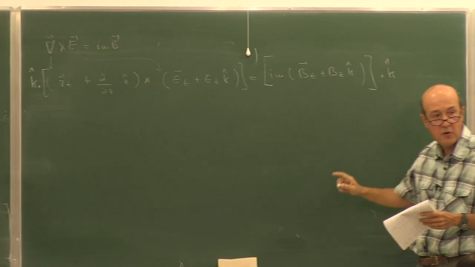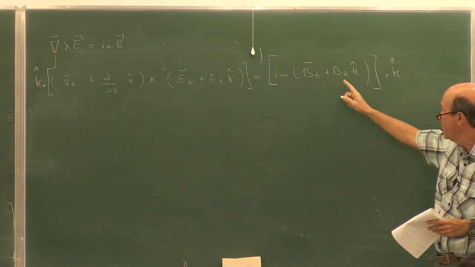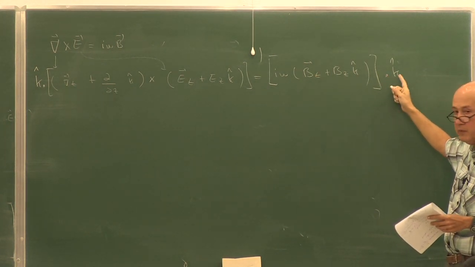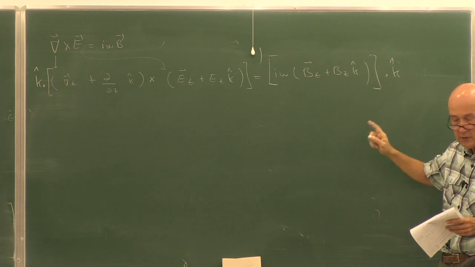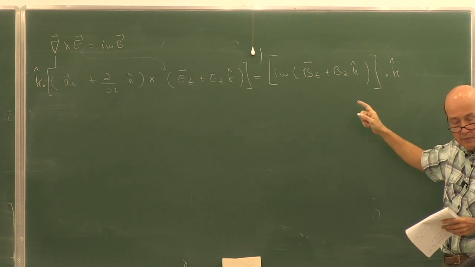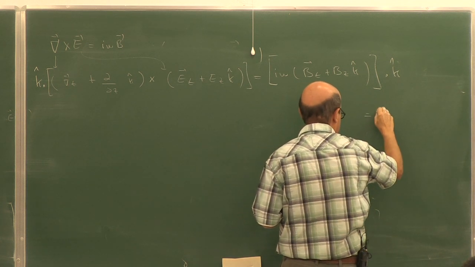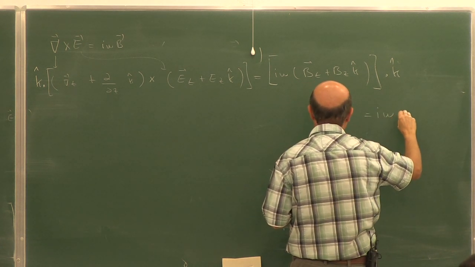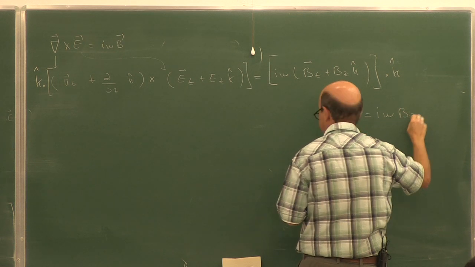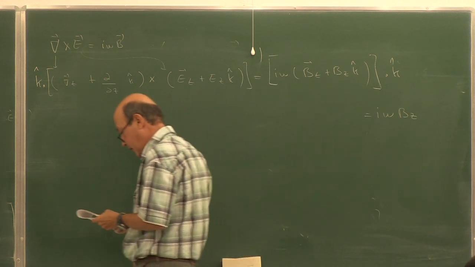Which term will survive on the right hand side? B transverse dot k. What is the B transverse dot k? 0. So only Bz will survive on the right hand side, so for the right hand side, you have I omega Bz. For the left hand side, what do we have?